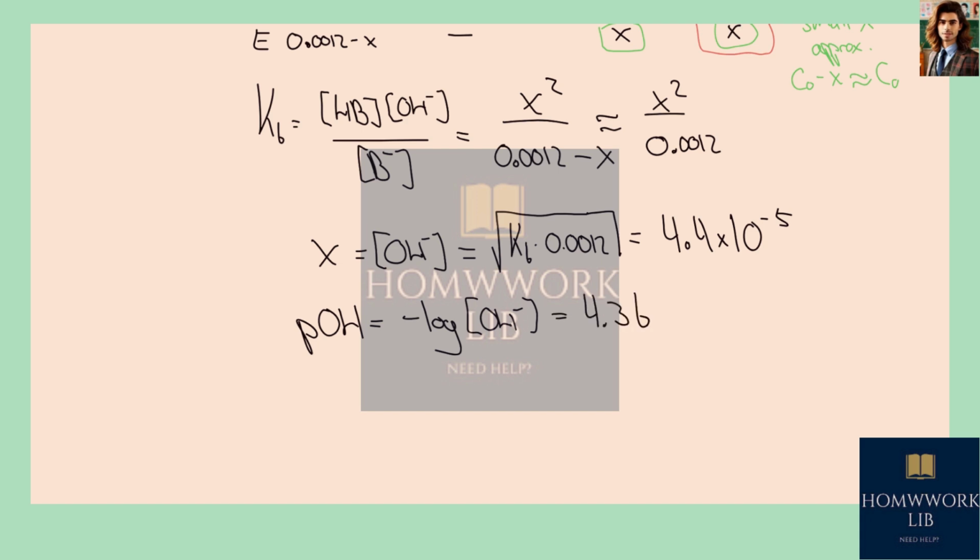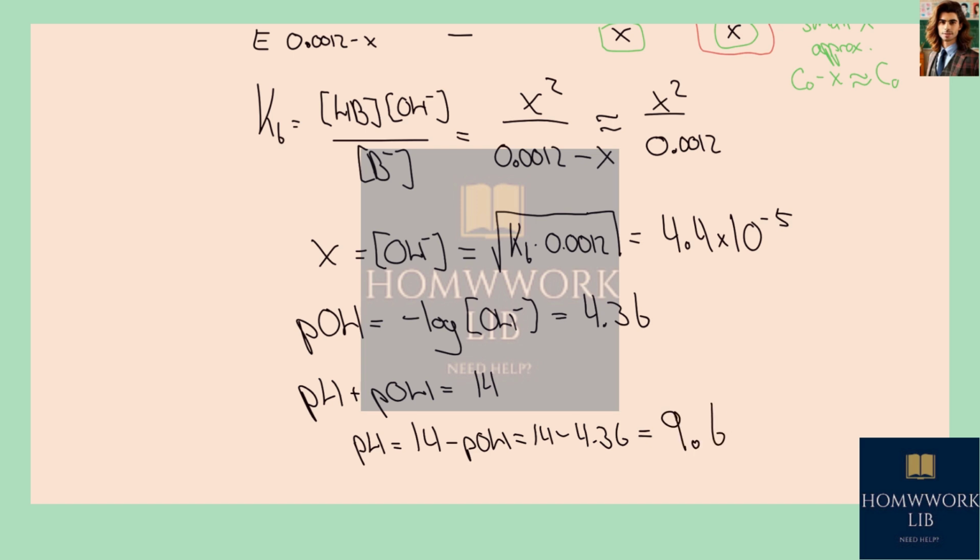And now we're going to take advantage of the fact that pH plus pOH is going to be equal to 14, giving us that pH is 14 minus pOH, which is 14 minus 4.36, giving us a value for pH of 9.64. And this is going to be our final answer.